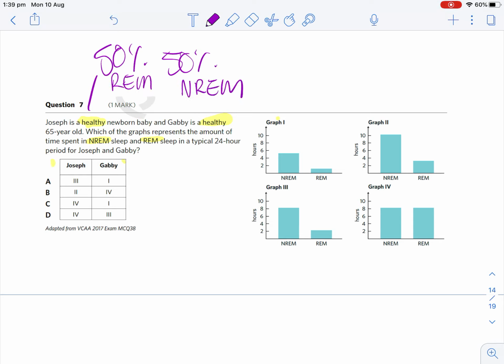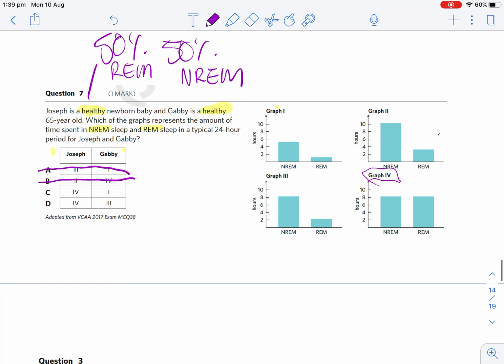So this one here is not proportionate. Graph 1's not proportionate. Neither is graph 3. Neither is graph 2. Graph 4, so 50% REM and 50% non-REM, which means that graph 4 has to be for baby Joseph, because that's the type of sleep he needs. So we can already cross out A and B. And so now for Gabby, we just need to have a look at graph 1 and graph 3.